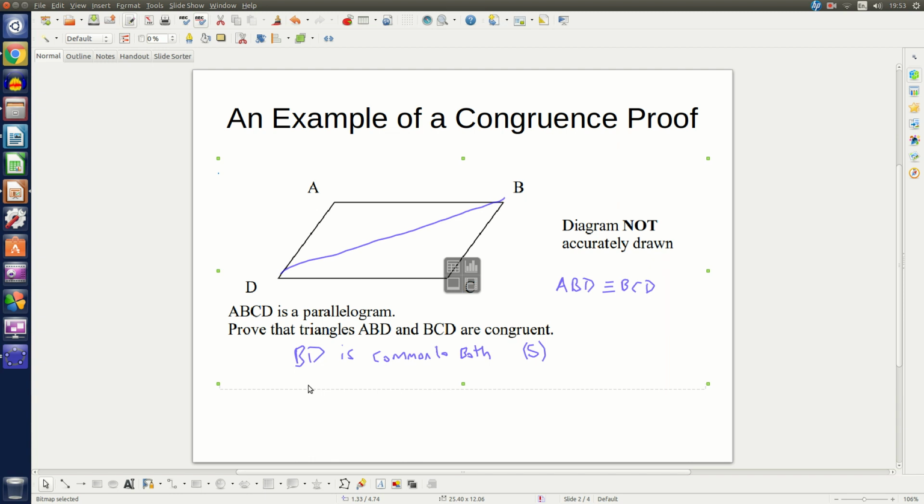I also need to argue that I'm going to try and do side, side, side here. So I'm going to now argue that AD equals BC. Now the reason for this, and I can only use the reasons they've given me, is that ABCD is a parallelogram, and parallelograms have equal length opposite sides. So parallelograms have equal sides opposite.